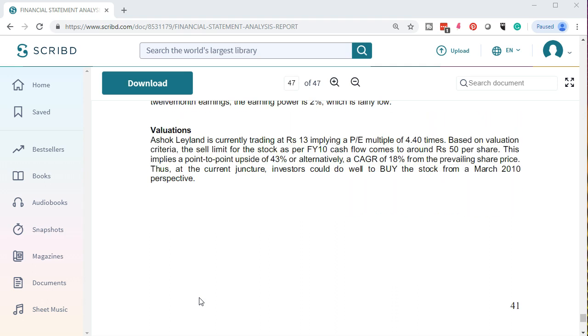Valuations. Ashok Leyland is currently trading at Rs 13, implying a PE multiple of 4.40 times. Based on valuation criteria, the sell limit for the stock as per fiscal year 10 cash flow comes around Rs 50 per share. This implies a point-to-point upside of 43%, or alternatively a CAGR of 18% from the prevailing share price. Thus, at the current juncture, investors could do well to buy the stock from a March 2010 perspective.